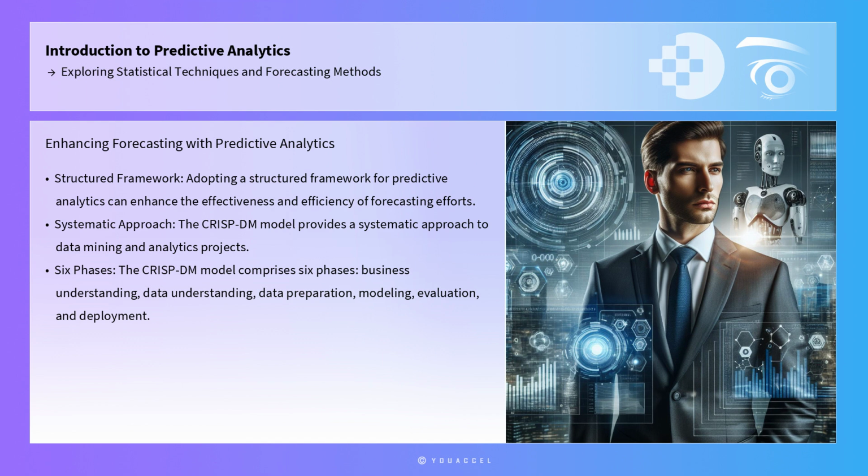In addition to software tools, adopting a structured framework for predictive analytics can enhance the effectiveness and efficiency of forecasting efforts. One such framework is the CRISP-DM model, which provides a systematic approach to data mining and analytics projects. The CRISP-DM model comprises 6 phases: business understanding, data preparation, modeling, evaluation, and deployment. By following this framework, supply chain analysts can ensure a comprehensive and methodical approach to predictive analytics, leading to more accurate and actionable insights.